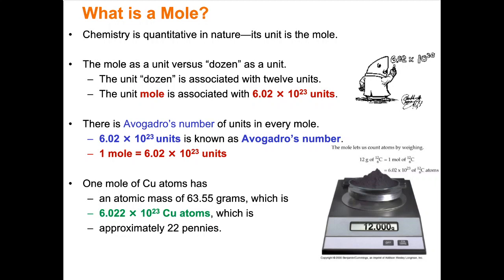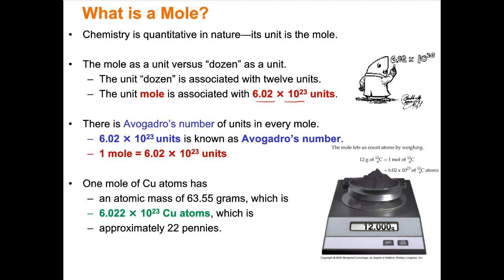Okay, and a mole is a unit associated with 6.02 times 10 to the 23rd units. Notice I just said units. So I can have a mole of anything. I can have a mole of pennies. I could have a mole of carbon atoms. I could have a mole of elephants. It doesn't matter. It's just a number that tells me, if I say I have 1 mole of something, that means I have 6.02 times 10 to the 23 of those.